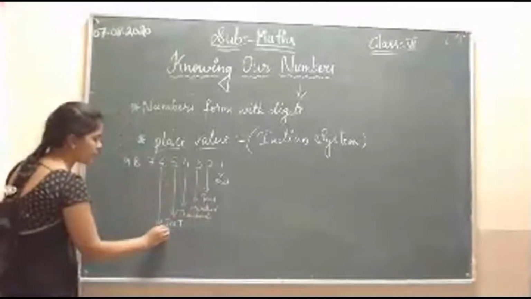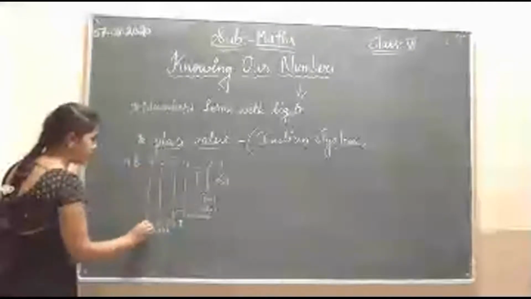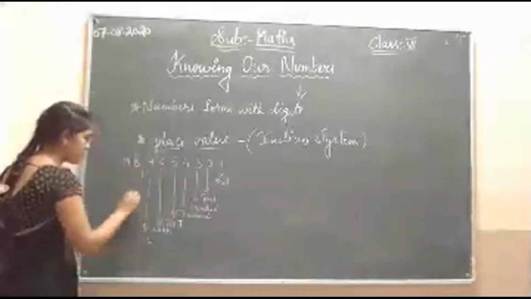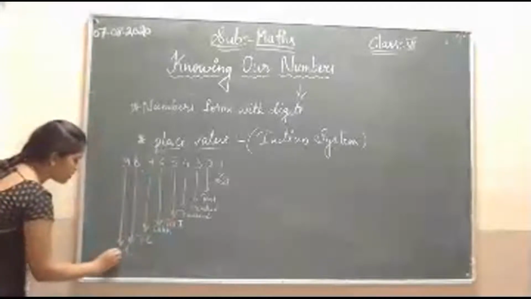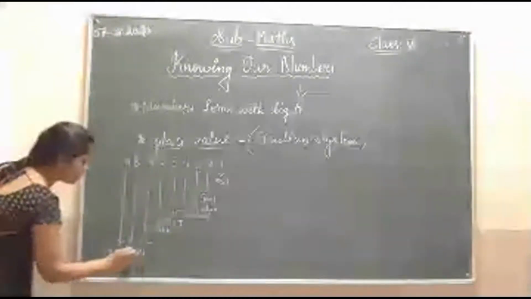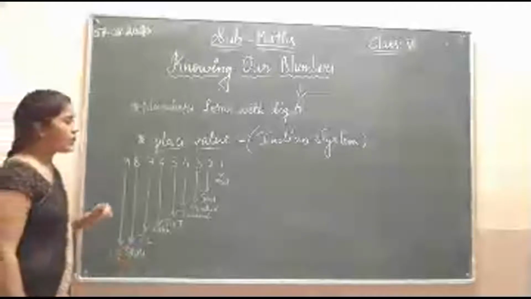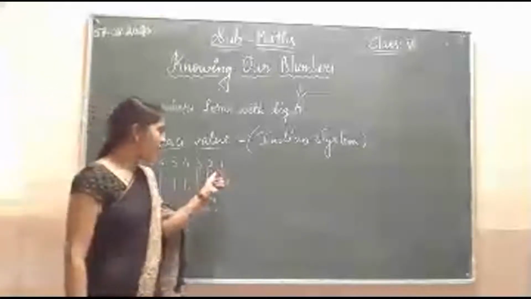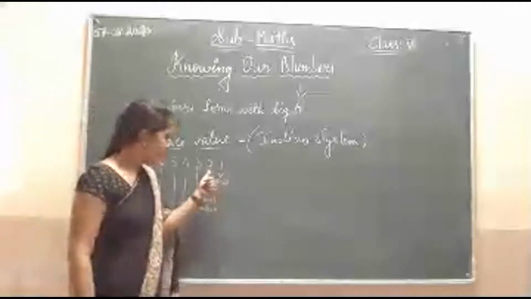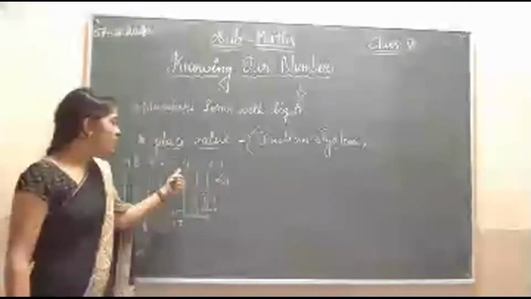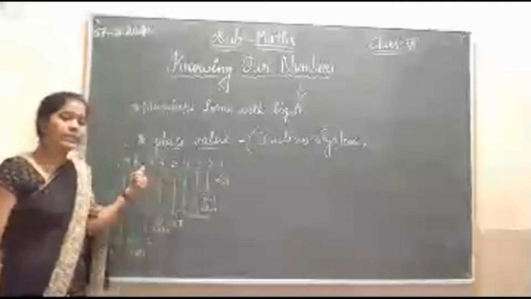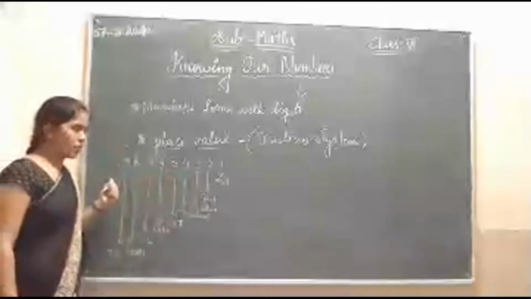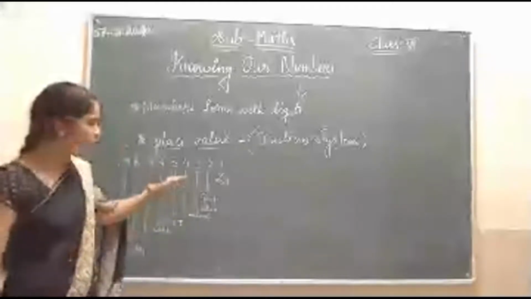Lakh. 10 lakh. Crore. 10 crore. Okay. So, in the Indian system, the place values are ones, tens, hundreds, thousand, 10,000, lakh, 10 lakh, crore, 10 crore. This is the Indian system.